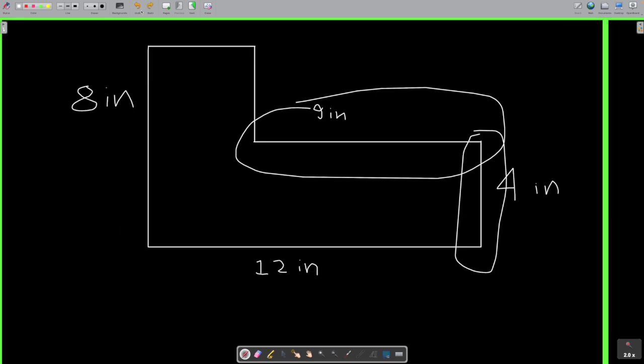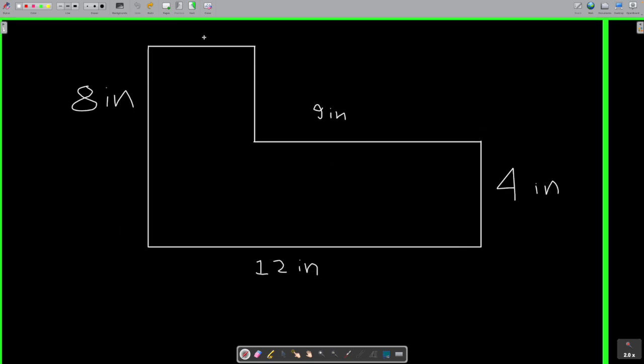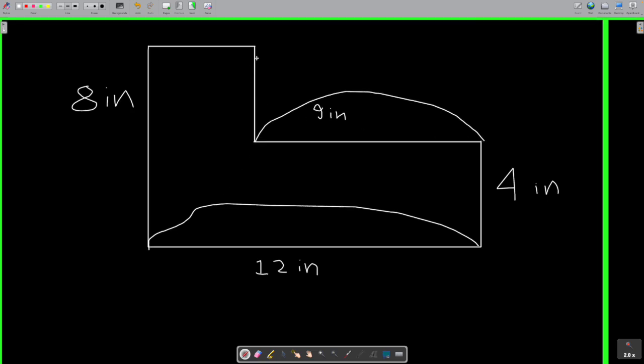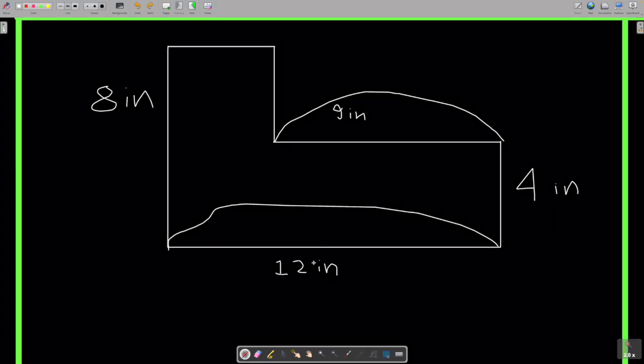Now there are some missing sides here. This one's missing, and this one's also missing. Now how can we find these? Take a look. This right here is 12 inches, and this is 9 inches. Now how much would this be? We can subtract them to see what this is. If we subtract 12 minus 9, we will get 3. So this has to be 3 inches.